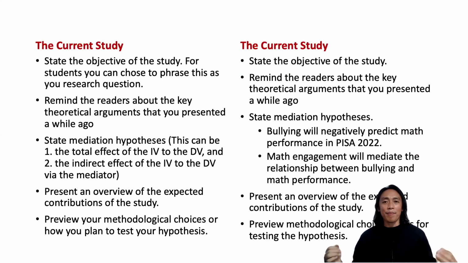It could be, does bullying predict math performance in PISA 2022, and does math engagement mediate the relationship between these variables? And then next, remind the readers about the key theoretical arguments that you have presented a while ago. So you've presented the theoretical arguments in the previous section, just remind them about those things.